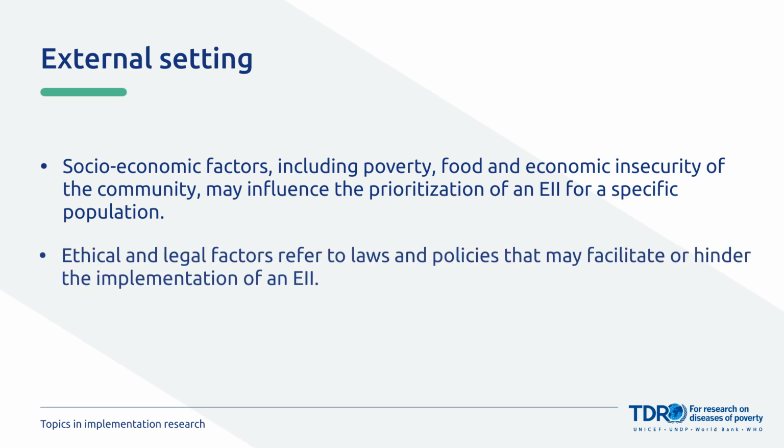Ethical and legal factors, for example laws and policies, may also facilitate or hinder the implementation of an evidence-informed intervention. For example, there are laws against female genital mutilation in some countries. This may facilitate implementation of evidence-informed intervention, such as educational campaigns and behavioral change communication that reduce the prevalence of female genital mutilation.